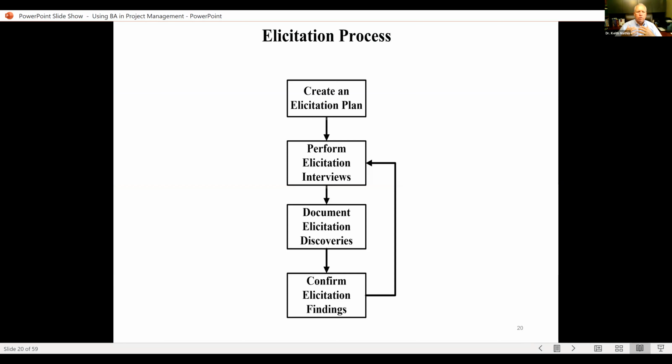That's going to be what you've understood from the SMEs and the customer. And then you're going to confirm the elicitation findings to make sure that you didn't misunderstand what the SME said or what the customer said. So you're going to bounce that back and just have them give you a verbal confirmation if it's informal, or a sign off if it's formal, that these are the requirements.